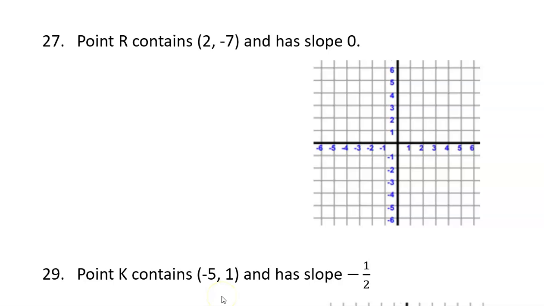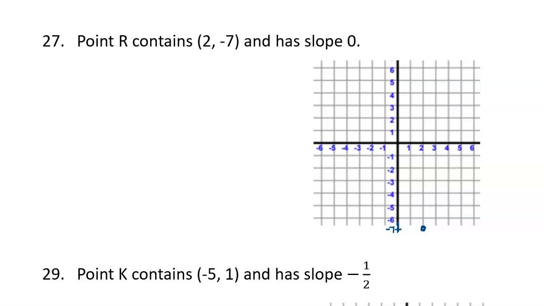Number 27, draw a line that goes through the point (2, -7) and has a slope of 0. We know that (2, -7) is on the line, so let's find that spot. Go to 2 on the x-axis, and then go down 7 squares. That's actually going to be off the bottom of my grid. I need to extend 1 more square to be the -7, and then I can put a dot at (2, -7).